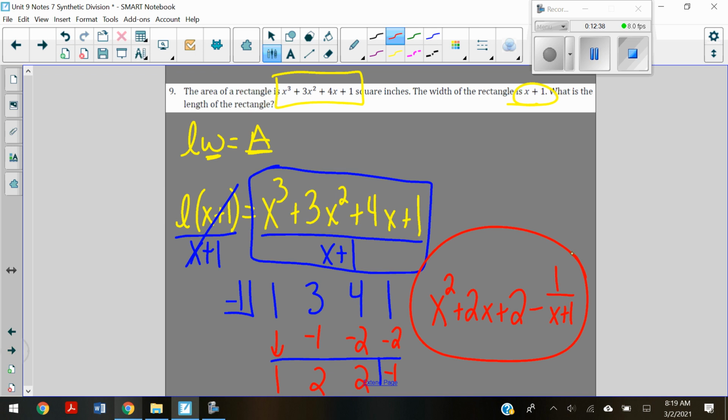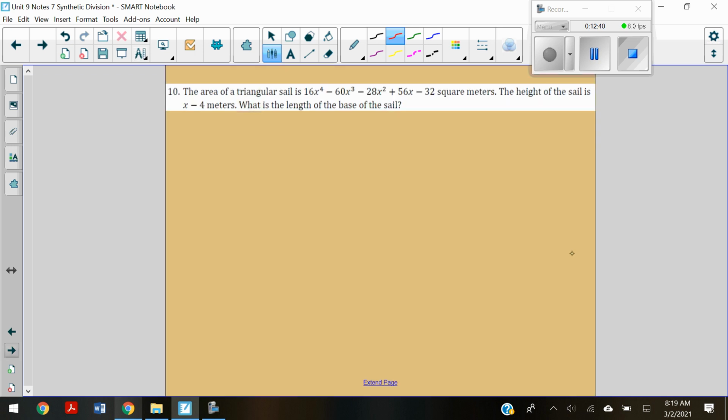Okay, so the reason I want to set up 10 is because it's very similar, but we're talking about a triangle. The area of a triangular sail is 16x to the fourth minus 60x to the third minus 28x squared plus 56x minus 32 square meters. Whew. The height of the sail is x minus 4 meters. What's the length of the base of the sail?